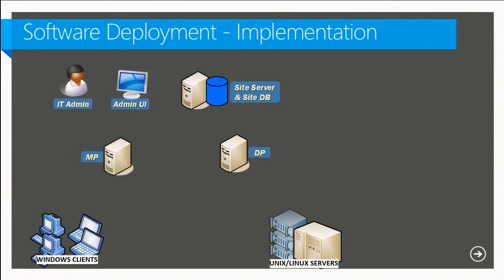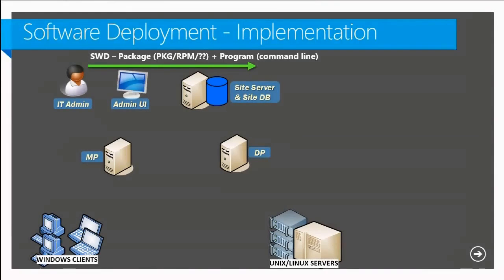So how does this all work? Well, guess what? There is no real difference. The IT admin creates a software deployment and defines a package. But in this case, instead of defining an MSI, he or she specifies a PKG or an RPM. And instead of specifying MSI exec, for example, they may specify the RPM command, so rpm -ivh and package name. The IT admin then advertises this software distribution to a collection of Unix or Linux servers.